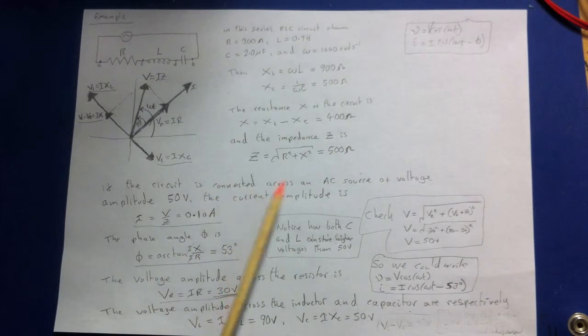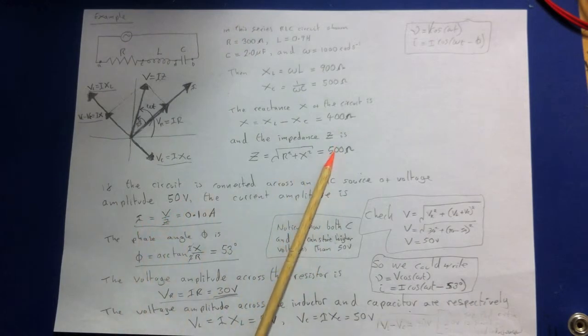If the circuit is connected across an AC source of voltage amplitude 50 volts, then the current amplitude we can work out by using the maximum voltage and the impedance, and that comes to 0.1 amps, so 50 volts divided by 500 ohms. So that gives us the maximum amplitude of the current.